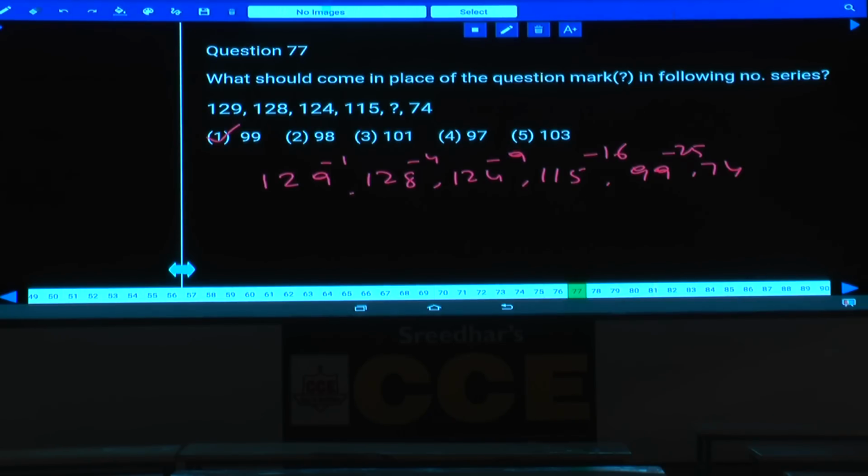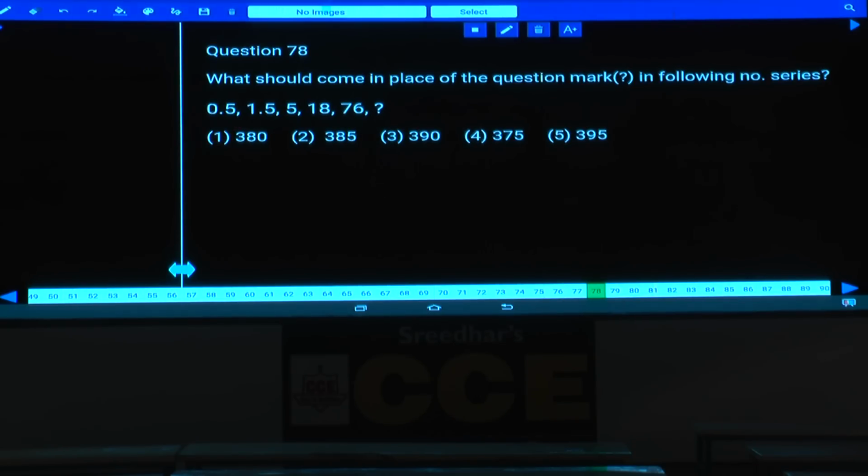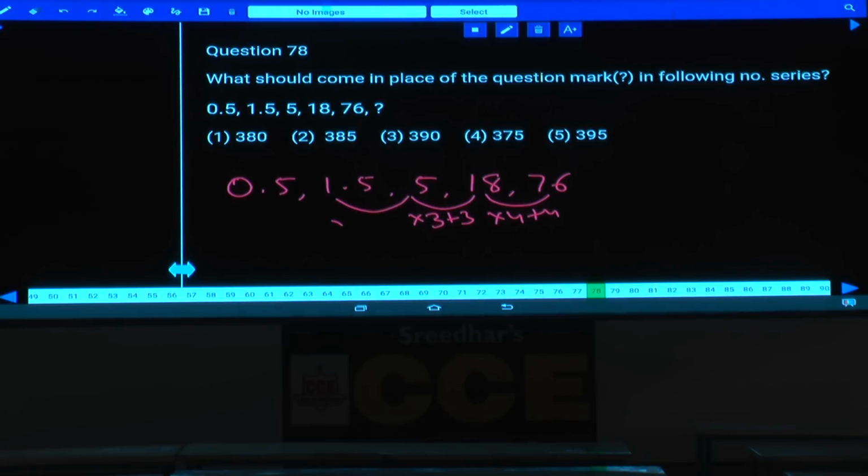That is choice 1, 77. Then question number 78: 0.5, 1.5, 5, 18, 76. Again tell me here, 18 and 76, how can you express this one? 18 and 76 can be written as 18 into 4, 72 plus 4 is 76. 5 and 18 can be written as 5 into 3, 15 plus 3, 18. 1.5 into 2 is 3 plus 2 is 5. Now 0.5 into 1 is 0.5 plus 1, 1.5.